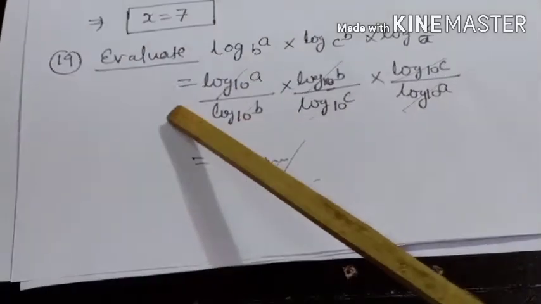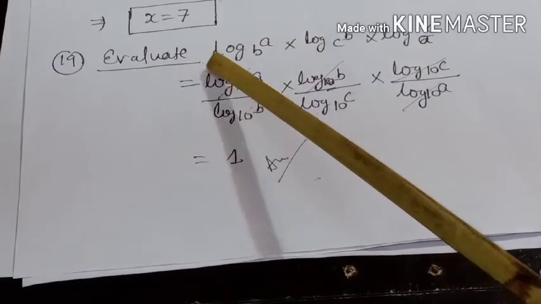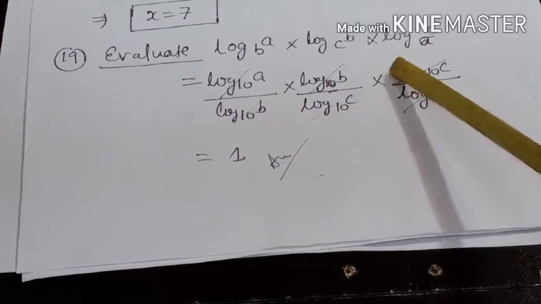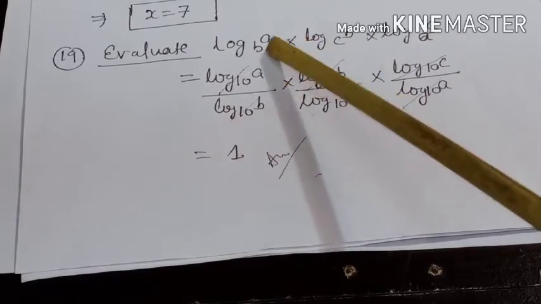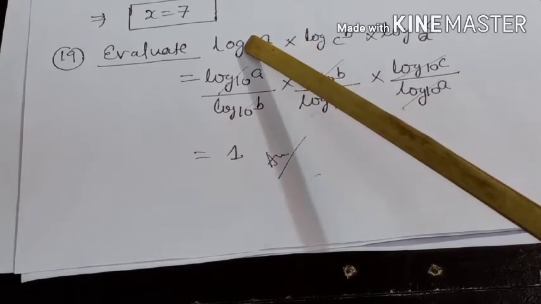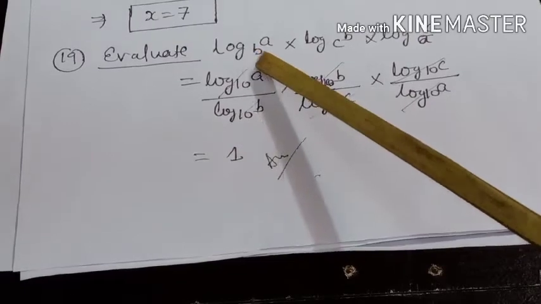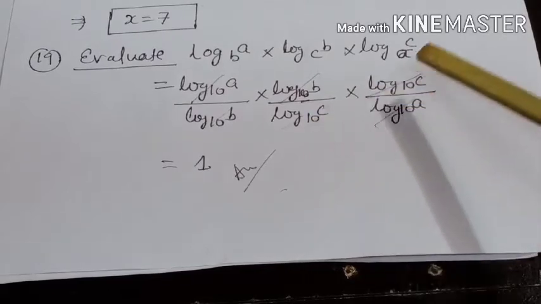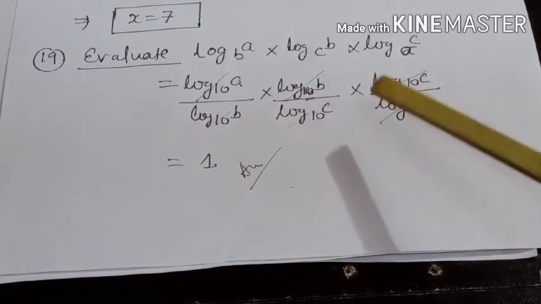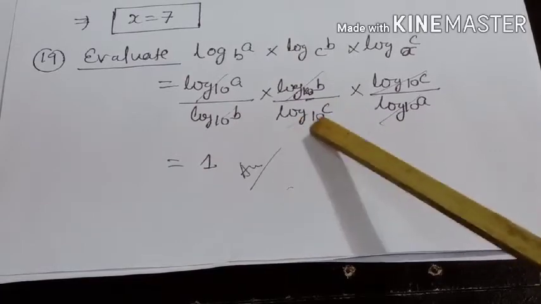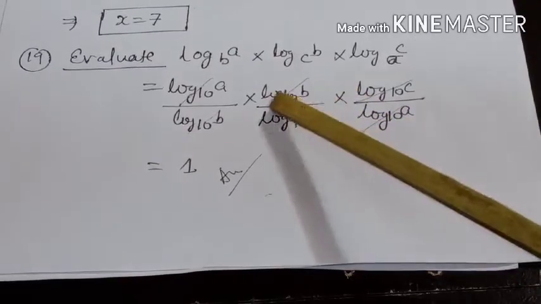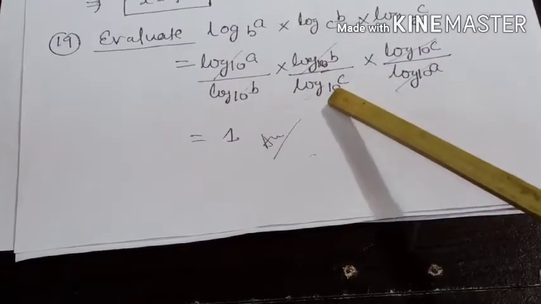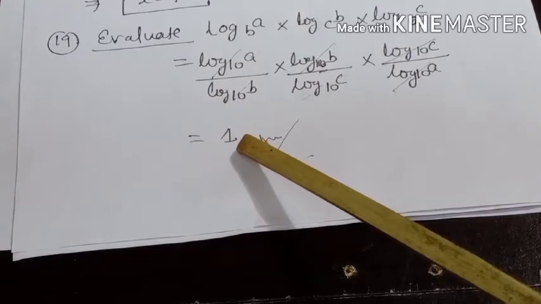Now we are coming to question number 19.1. Here you have to evaluate the value of log a to the base b into log b to the base c into log c to the base a. So already discussed how to represent it separately. We'll write it as log a to the base 10 divided by log b to the base 10. Similarly, log b to the base 10 and log c to the base 10, and log c to the base 10 and log a to the base 10. So what will happen? Log a to the base 10 will be cancelled by log a to the base 10. Log b to the base 10 will be cancelled by log b to the base 10, and log c to the base 10 will be cancelled by log c to the base 10. So what will be left?